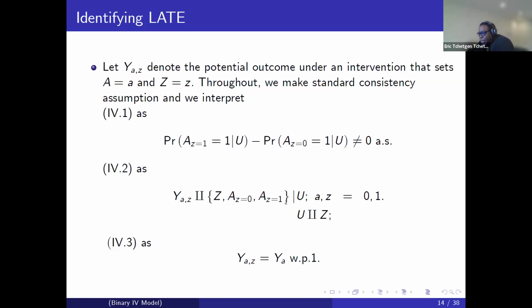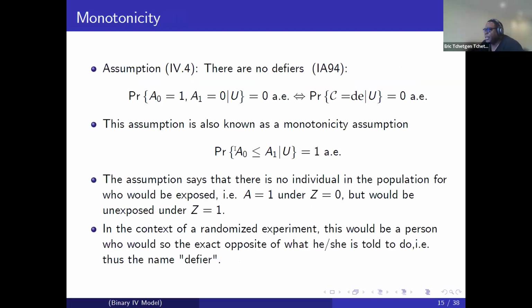And then finally, IV3 is an exclusion restriction that Z does not cause Y other than through A. So these are the 3 standard IV assumptions. This is the manner in which we're going to interpret the DAG, the IV DAG. And we're now going to go through various fourth assumptions that lead to identification.